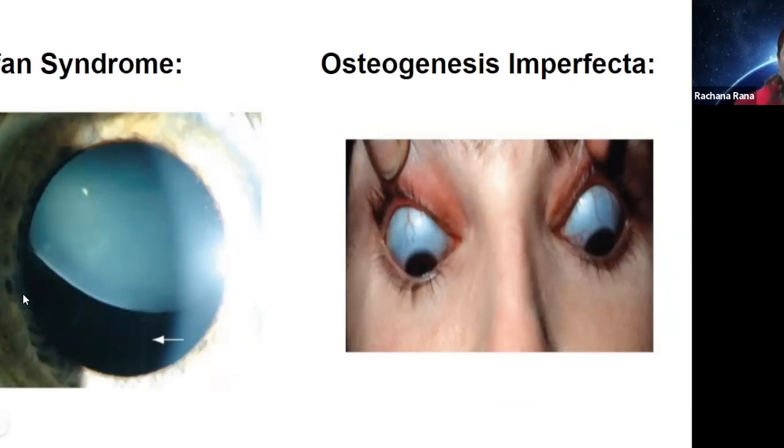Subluxation should be noted, and for the surgery we always have to think of the complications that will arise from Marfan syndrome. So this is osteogenesis imperfecta. Here we can see that there is a blue sclera in these cases.